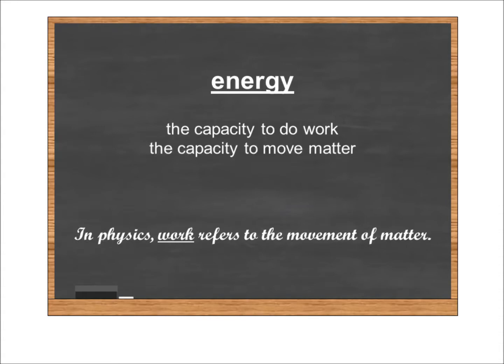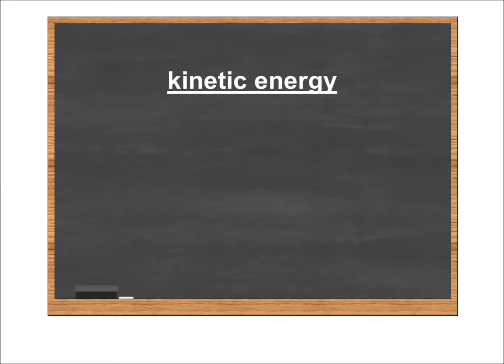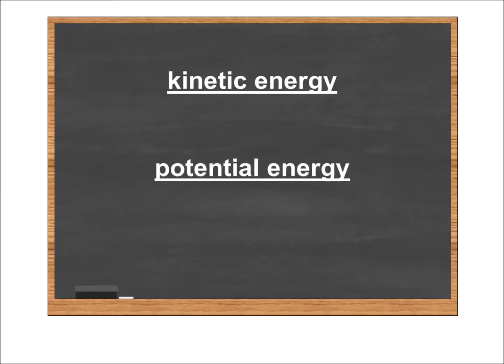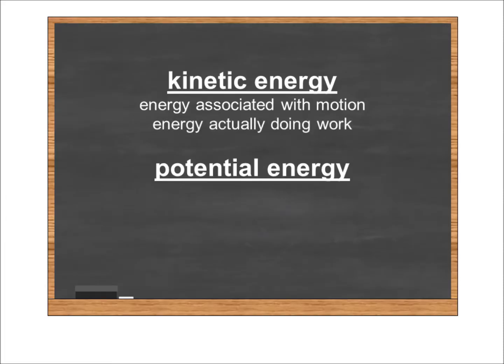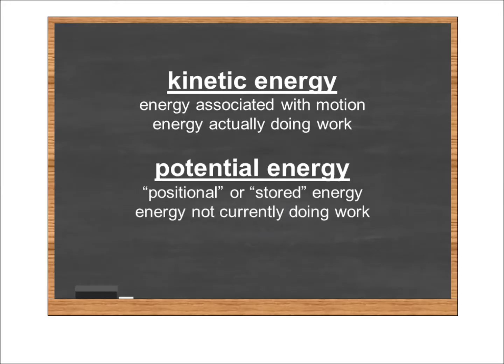There are two basic forms of energy. There's kinetic and there's potential. Kinetic energy is energy actually associated with motion. It's matter in motion. It's actually doing work. On the other hand, potential energy is what we think of as positional energy or stored energy. It's energy that's not currently doing work but could be used to do work.